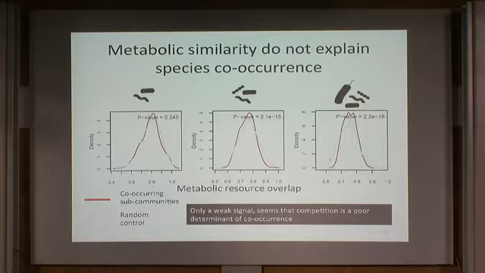And you can see the same thing for each density plot, which demonstrates communities of 2, 3, and 4 species. The red is the signal only for the co-occurring communities, and the gray is the random control. And again, it cannot really describe their co-occurrence very well.